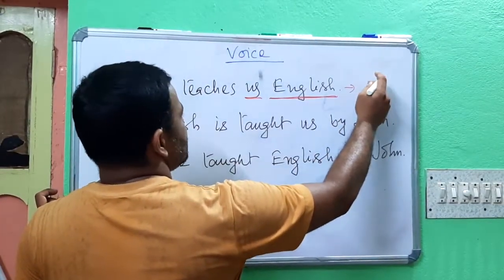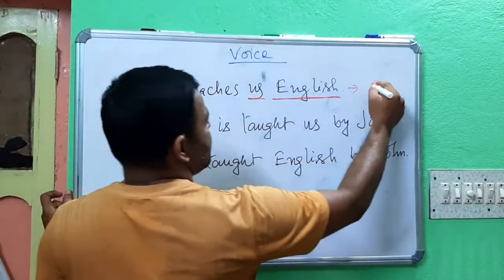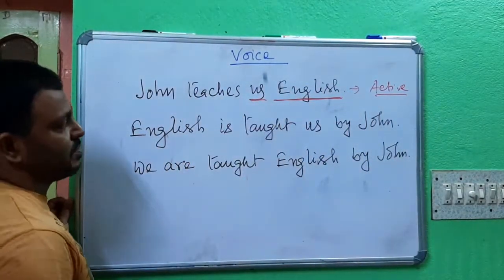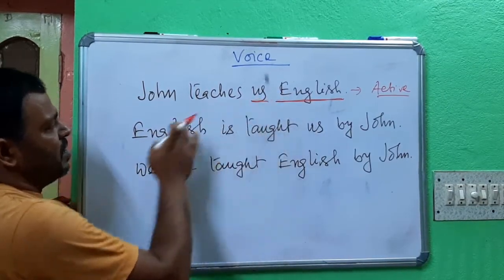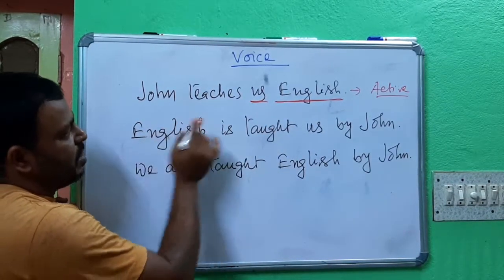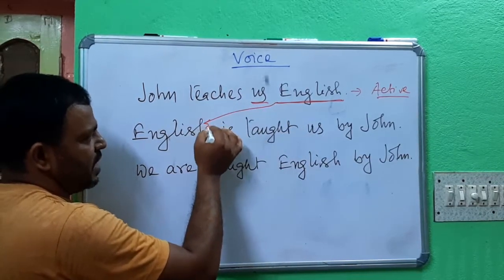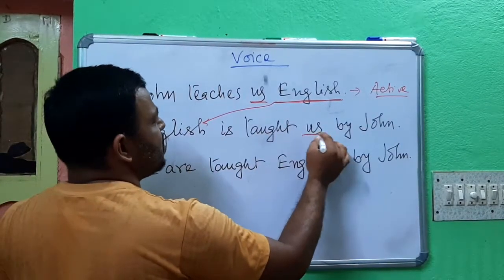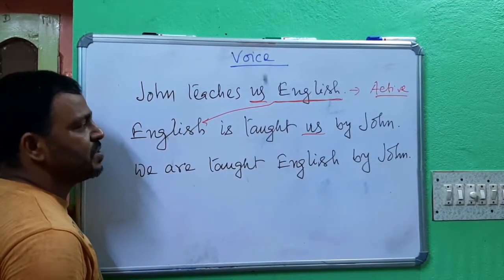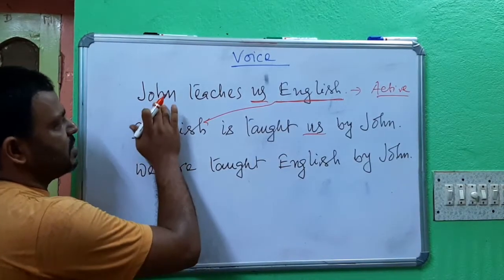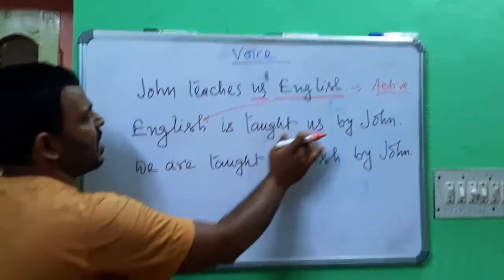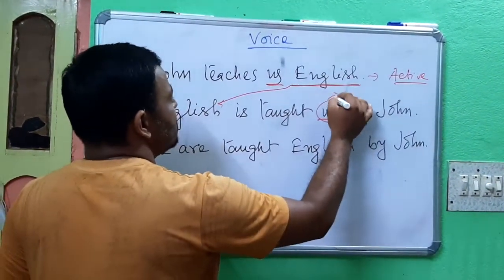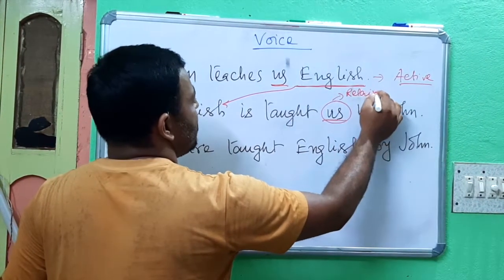As John teaches, that means John directly acts, so it is active voice. Let's see how you will change it. English can be made the subject in passive voice. So English is made the subject here: English is taught us. Us will remain unchanged in passive voice. So in passive voice, this sentence can be changed as: English is taught us by John. Us is unchanged here, so this is called a retained object.